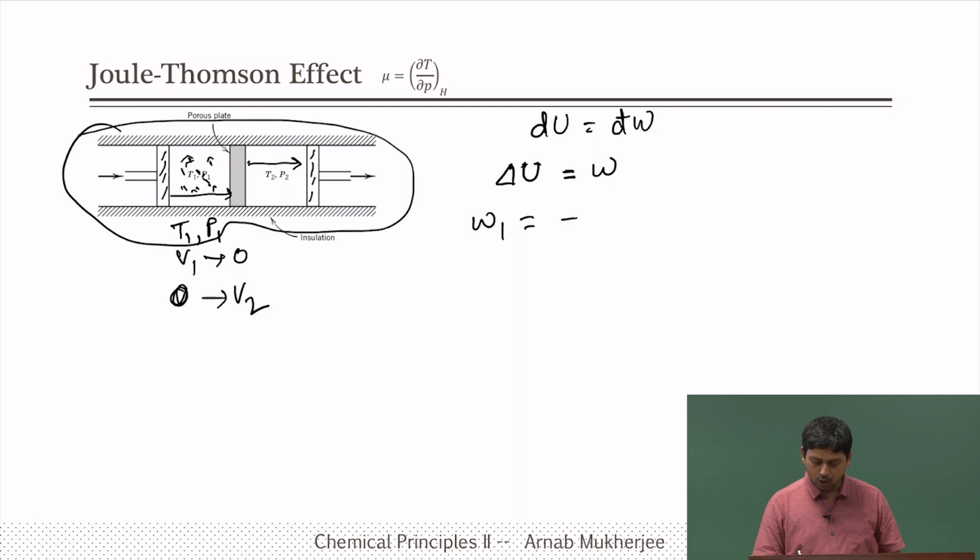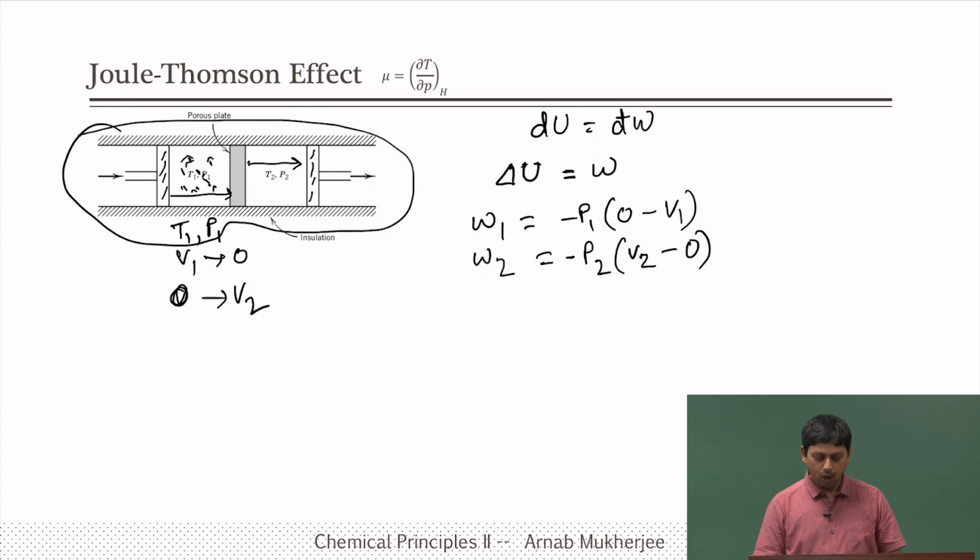P1, right. So, minus P1, it goes from V1 to 0. So, 0 minus V1, okay, because it is final volume minus initial volume, and in the next step the external pressure is P2, because that is the final pressure that is going to be there. So, minus P2, and it goes from 0 to V2.